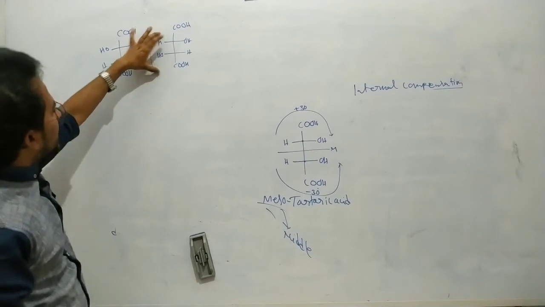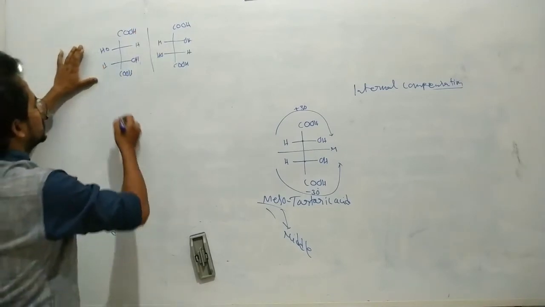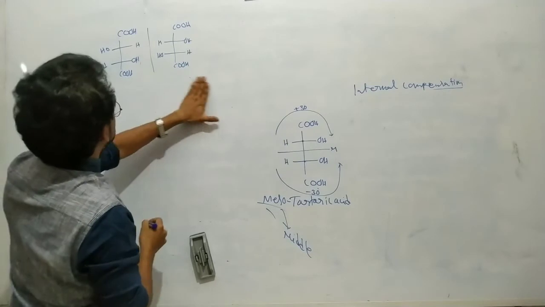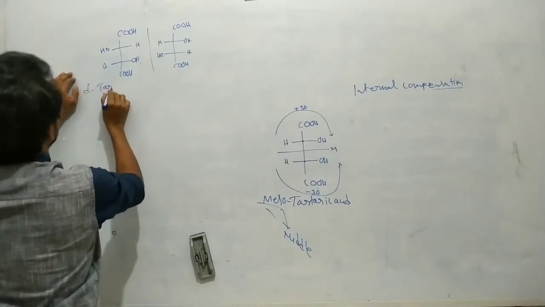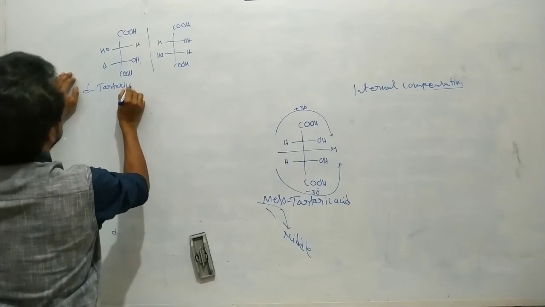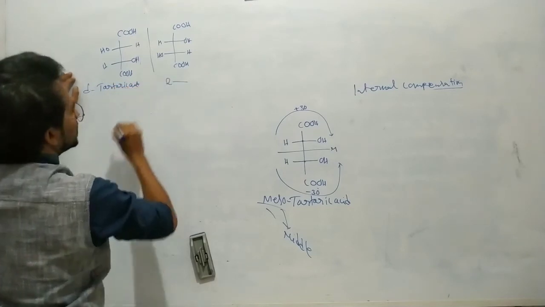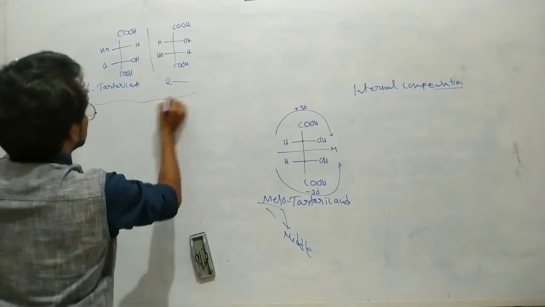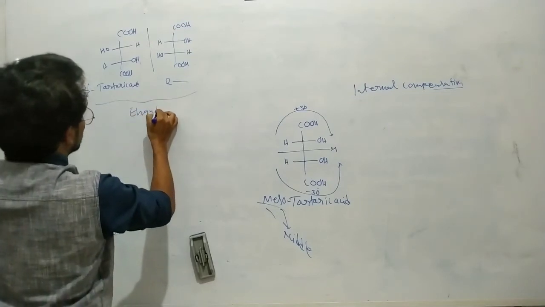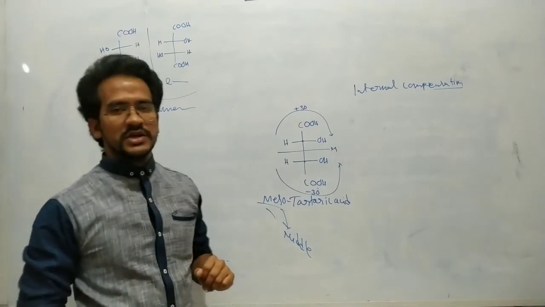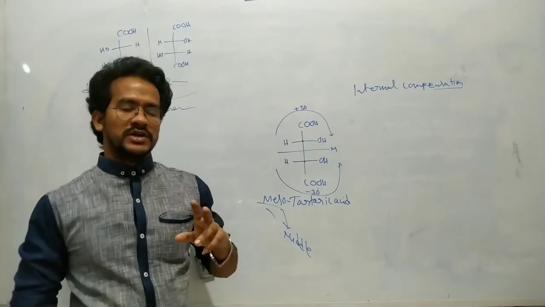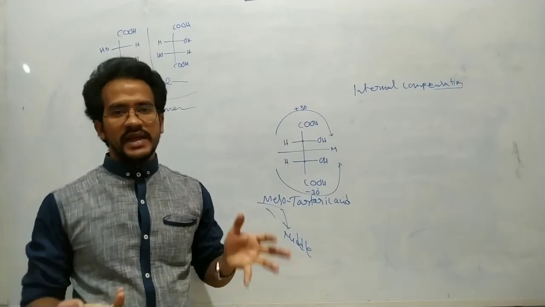So this compound is optically active. The pair of compounds which are mirror images of each other and optically active, suppose this is D-tartaric acid and this is L-tartaric acid, these two are the enantiomers. That means with two chiral carbons, that compound may be optically active or inactive.